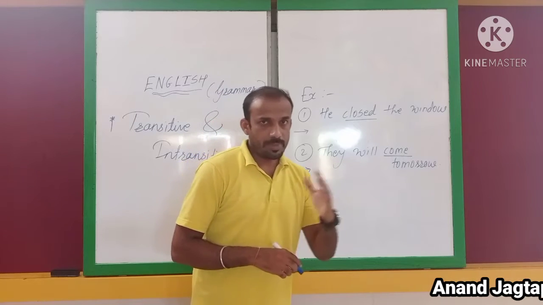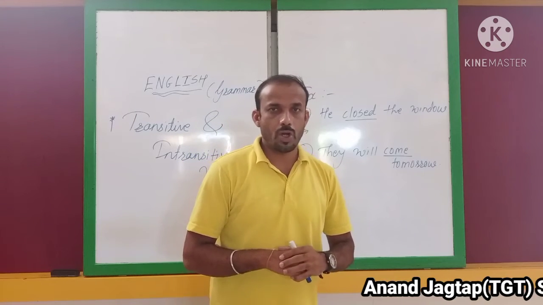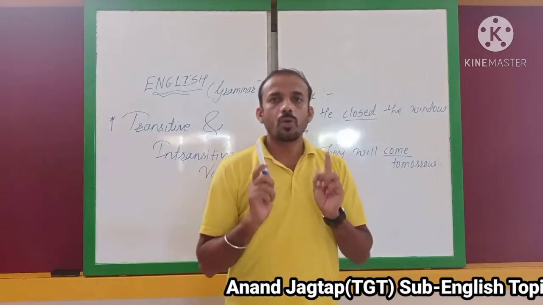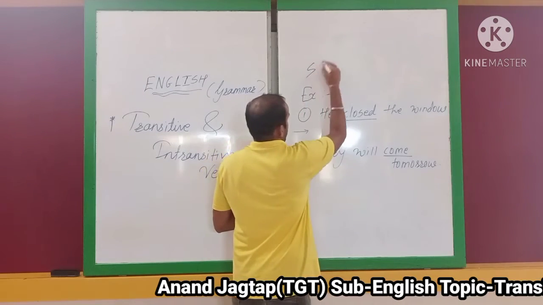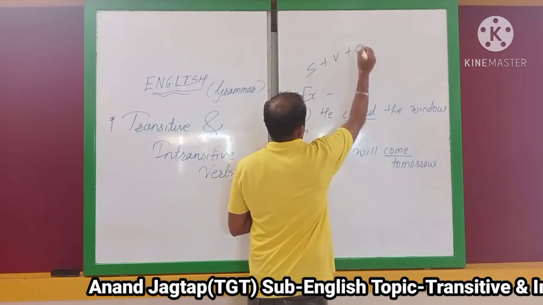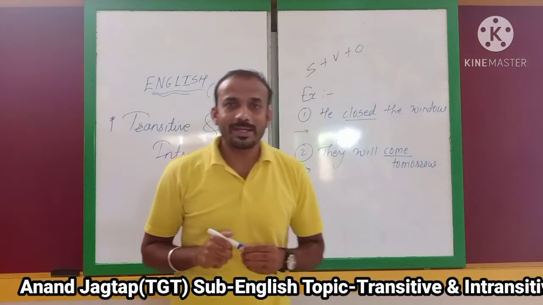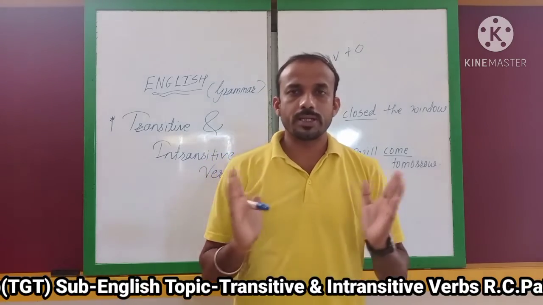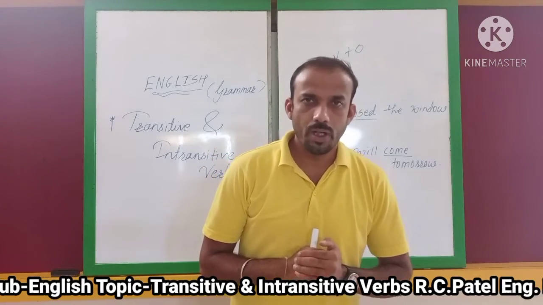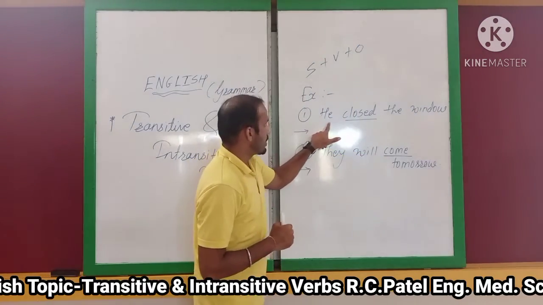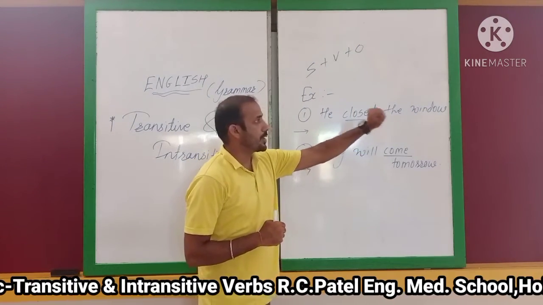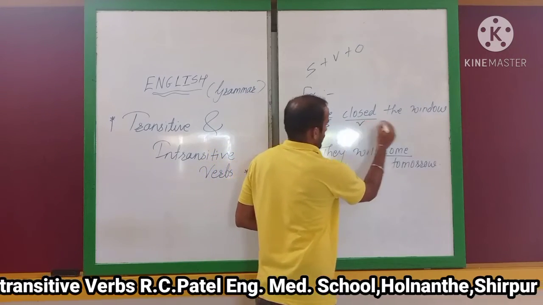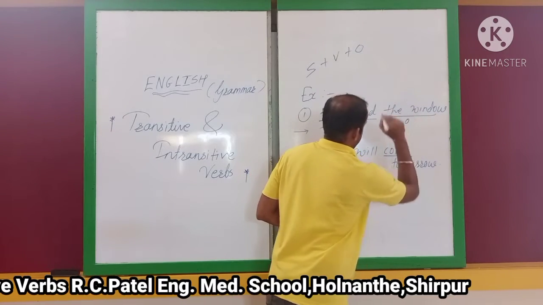So here see, the basic we should know about subject, verb and object. First thing we should know is the structure of the English sentence: subject, verb and object. S, V, O. After that we should know direct and indirect object. And then easily we can understand transitive and intransitive verbs. So the first example, he closed the window. In this example, he is subject, closed is verb and the rest is object.